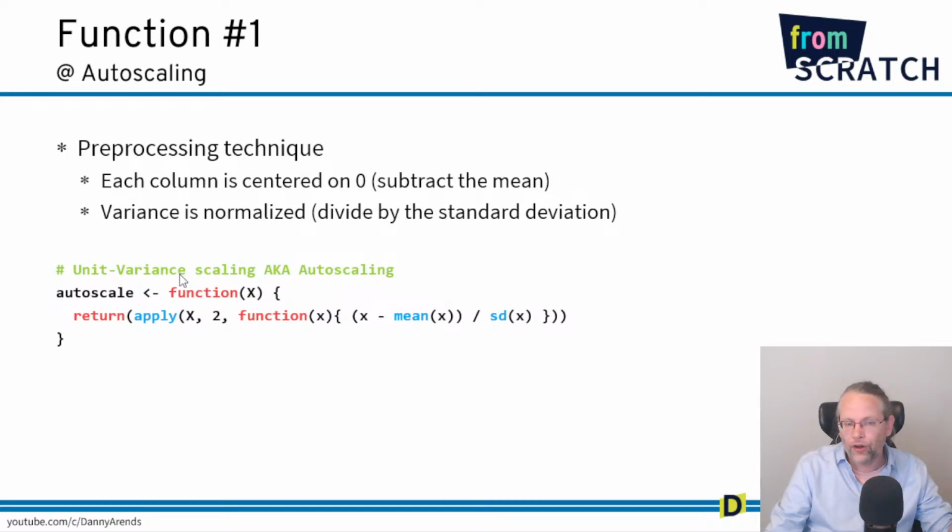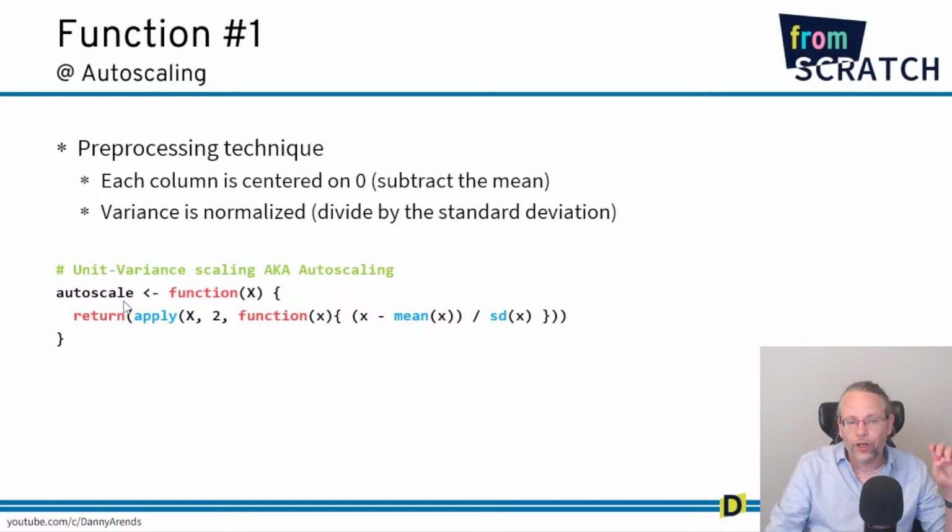All right, so this is the function that you can use to do autoscaling. The autoscale function is relatively simple. So it's a function. It has a capital X as input. Generally in R, when you use small letters like a small letter x, it means that you are looking at a vector, and capital letters denote matrices. Right, so it gets a matrix as input.